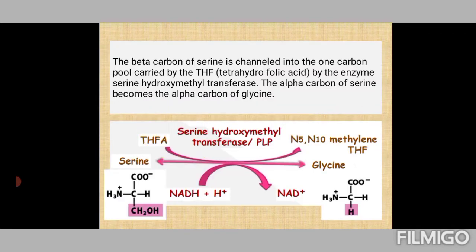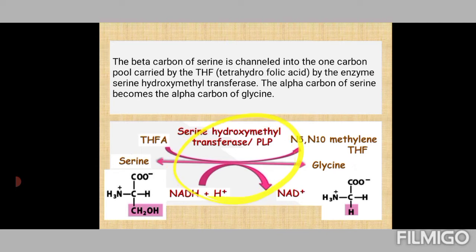Now, this is the formation of glycine from serine. Obviously, serine is a hydroxyl group containing amino acid. The alpha carbon of serine is taken up by glycine, whereas the second carbon is donated to tetrahydrofolic acid so as to form the one carbon pool of N5, N10 methylene THF. As I said, this is a one carbon unit. The extra carbon of serine is contributed to tetrahydrofolic acid to form N5, N10 methylene THF. Now NADH is involved. The enzyme is serine hydroxymethyl transferase with pyridoxal phosphate acting as the coenzyme.